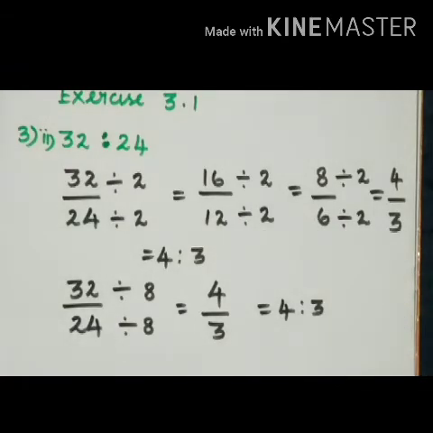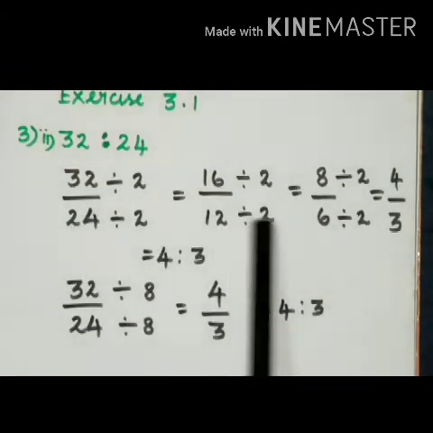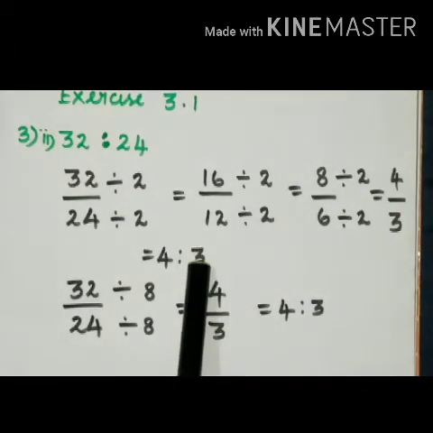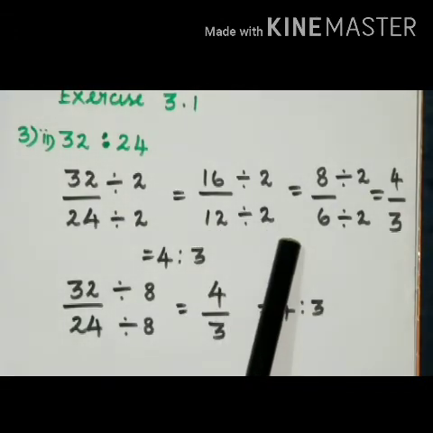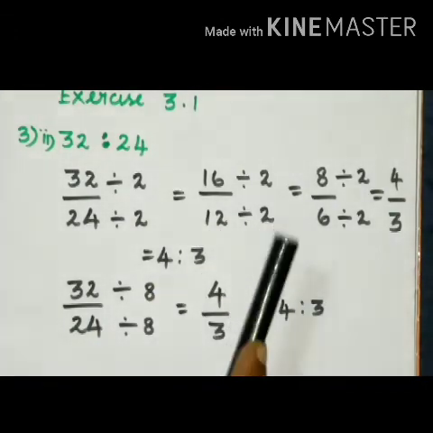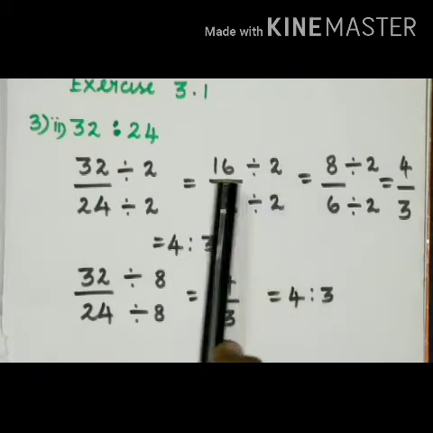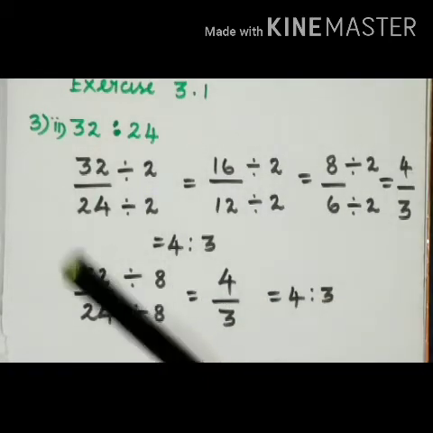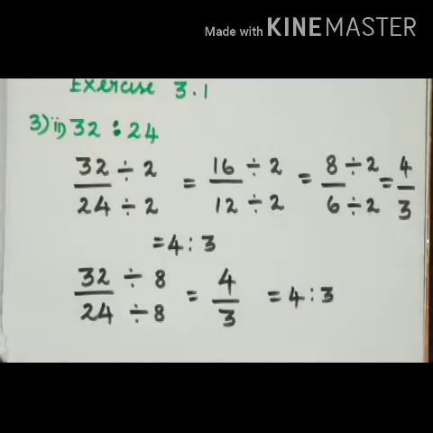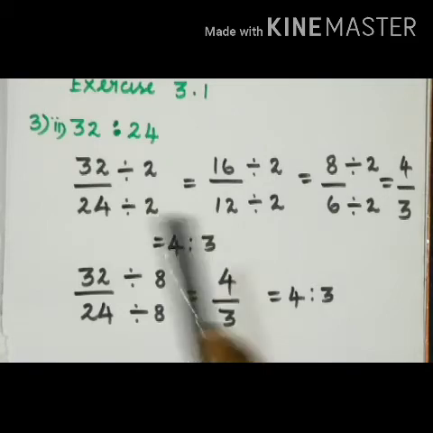Students, you may have a doubt. Why ma'am taken 2 tables only? 16 by 12 is also divisible by 4 table also. Why ma'am not taken 4 tables? Students, if you take 4 table also, you will get the same answer as 4 is to 3. See, 16 divided by 4 is 4. 12 divided by 4 is 3. You will get the same answer 4 is to 3.